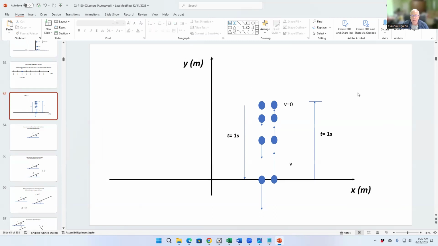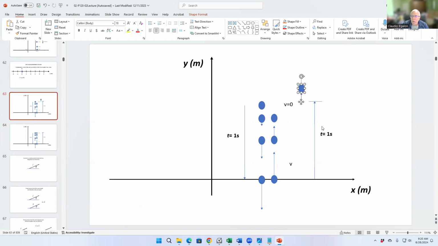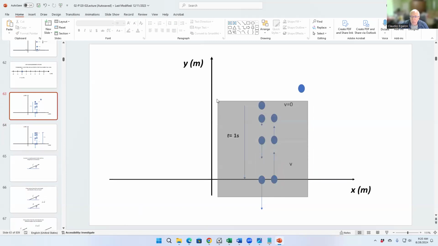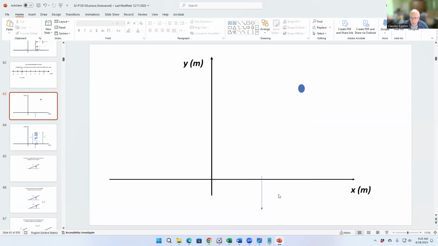Now the position of a given object, of this object, for instance, I'm going to put just one object. In a two-dimensional space, I'm going to need this one. I'm going to use it as my vector. The two-dimensional position of this object can be represented by this arrow here.